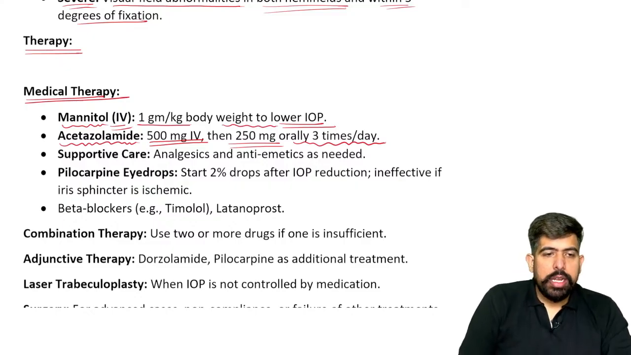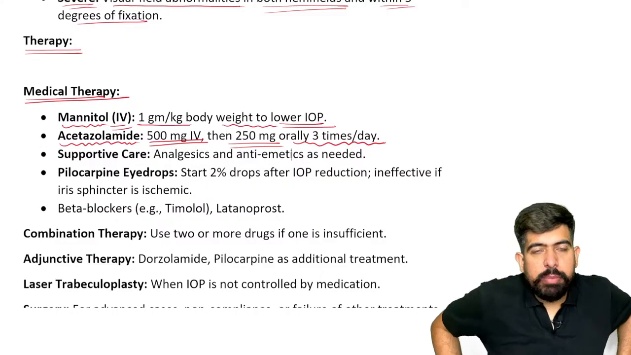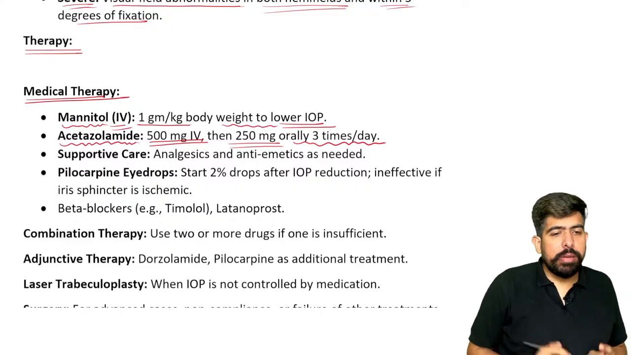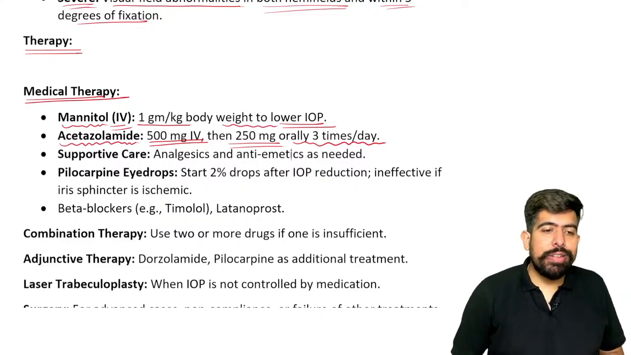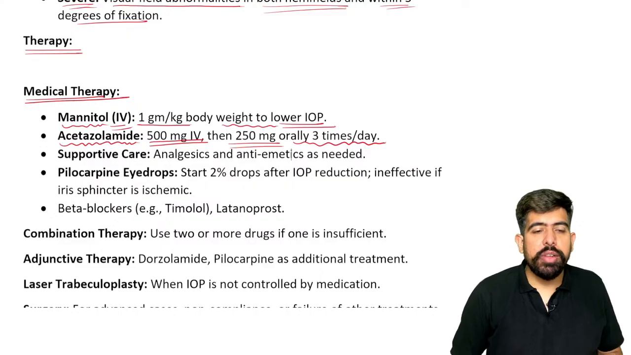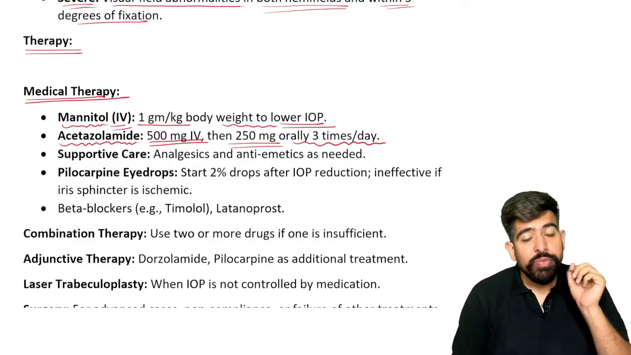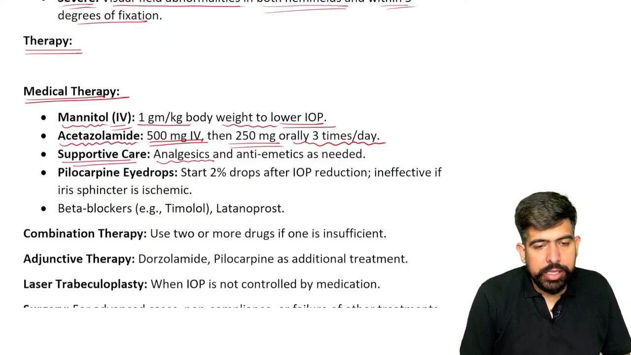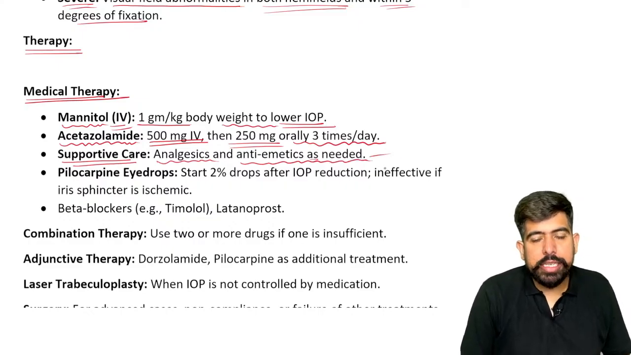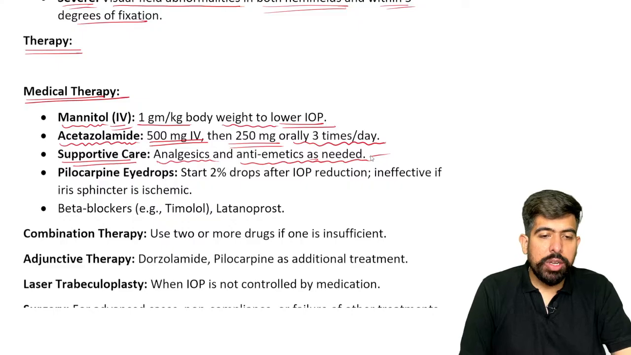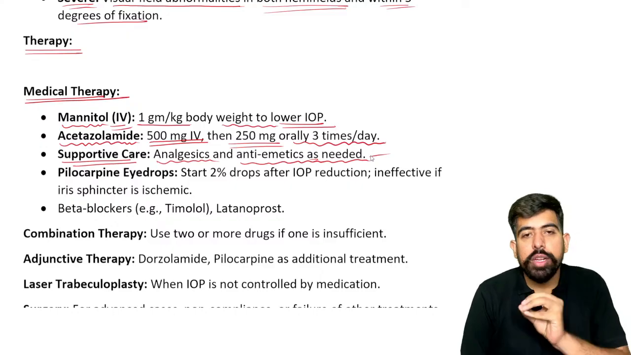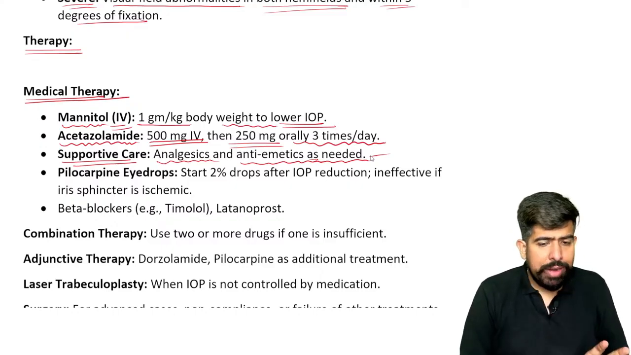Okay, let's start. So we are talking about the medical therapy of this. First of all, mannitol is given 1 gram per kg body weight for lowering the intraocular pressure, and acetazolamide should be given 500 mg IV or 250 mg orally 3 times a day. Also, we have to give some supportive care like analgesics, and antiemetics if needed. Maybe the patient is not having nausea or vomiting, so we don't give the antiemetics. But if the patient is having this, then we have to give it.